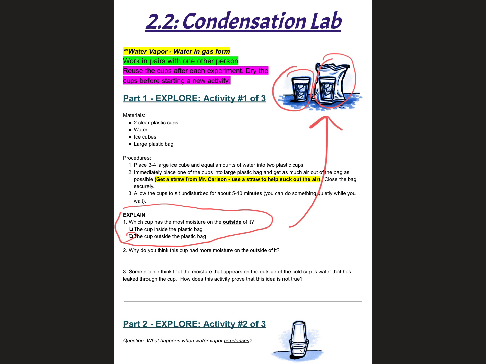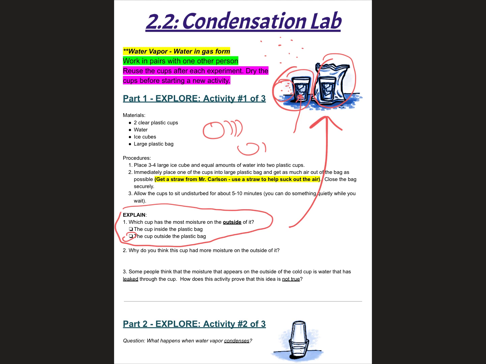So, the cup outside the plastic bag. Number 2, why do you think this cup had more moisture on it? So when you have this cup up here outside of the bag, you have gas particles. You have gas in the air around here. And what happens is when the gas particles get close to the cup, the cold water and the ice cools those particles down. And when you cool those particles down, you go from a fast particle to a slow particle.